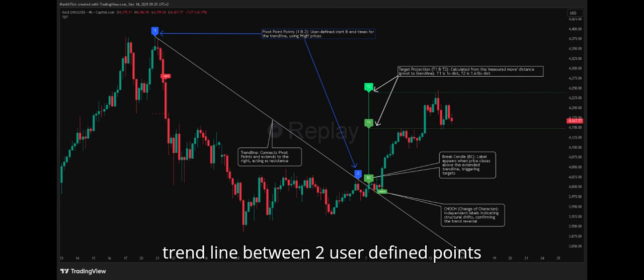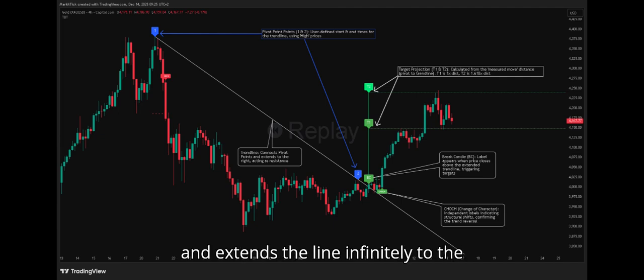The script draws a trendline between two user-defined points in time, start date and end date. It calculates the slope between these points and extends the line infinitely to the right, allowing you to define the exact structure, e.g., a resistance trendline on a wedge.